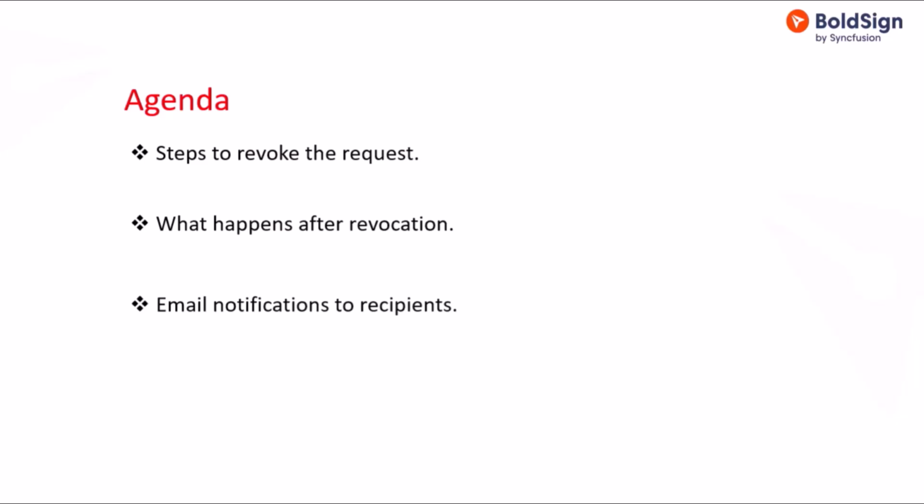Imagine a scenario where you've sent a contract to a client for signing, but later realize the document contains incorrect pricing details. Since the agreement cannot proceed with the wrong information, you need to revoke the signature request immediately to prevent the client from signing it. Using the BoldSign API, you can revoke the document in just a few steps. Once revoked, the recipient loses access and can no longer sign the document.